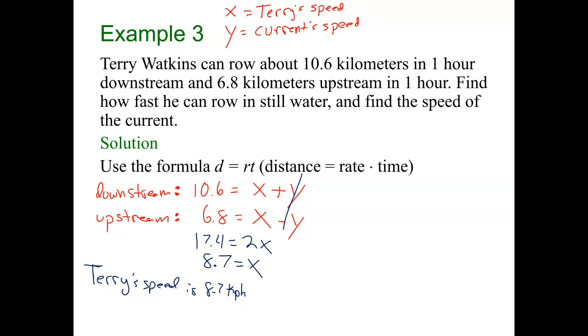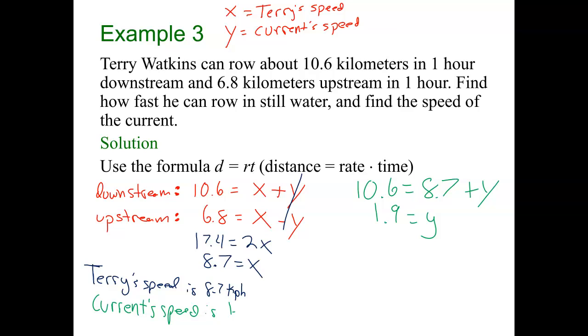So now we've got to find the current speed. How do we do that? Plug it back in. At least the answers to my questions usually end up being the same thing over and over. 10.6 equals 8.7 plus y. What was that, 1.9? So the current speed is 1.9 kilometers per hour.